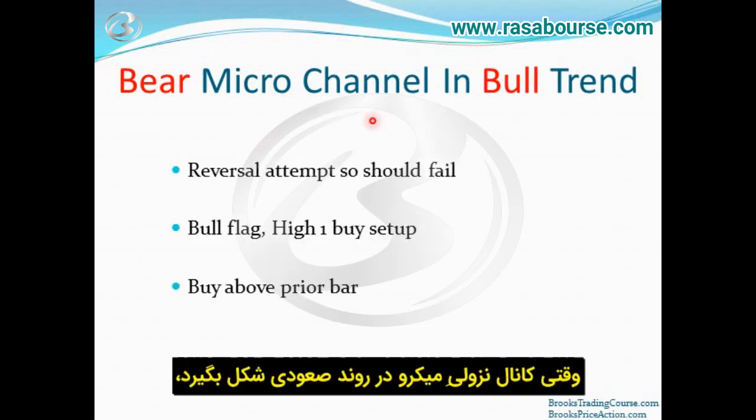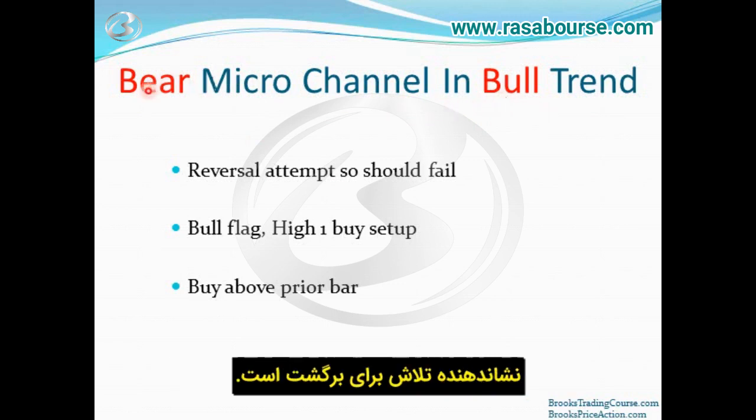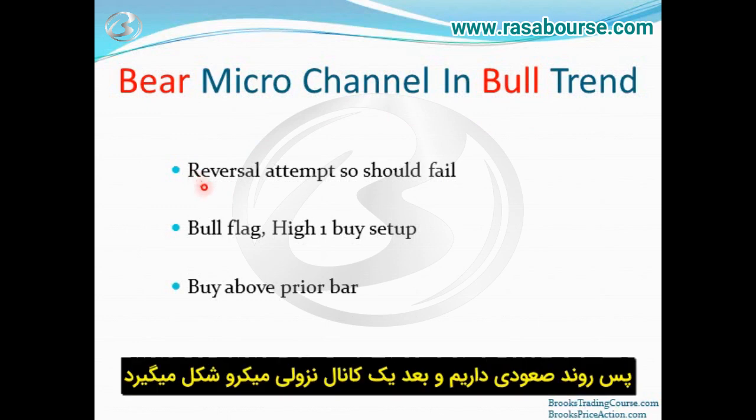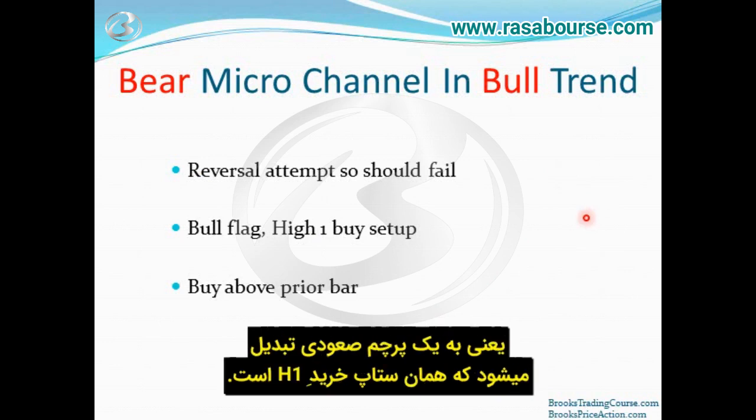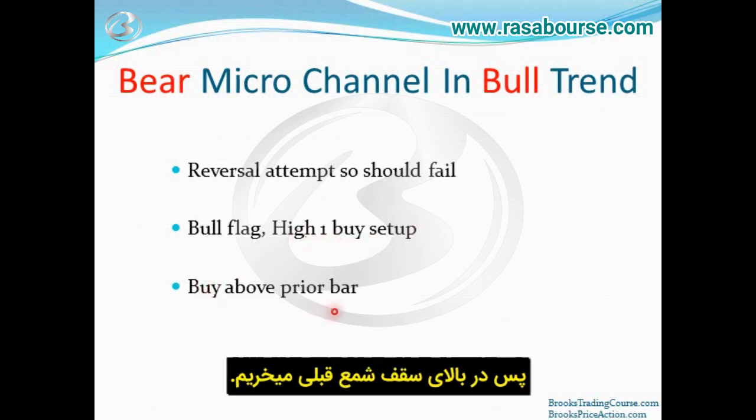A bear microchannel and a bull trend. Okay, you have a bull trend and a bear microchannel. It's a reversal attempt, right? So you have the trend going up, and then you have a bear microchannel. So it's an attempt to reverse the market, and it should fail. So it should become a bull flag, and it's a reasonable high 1 buy setup. So you buy above the high of the prior bar.